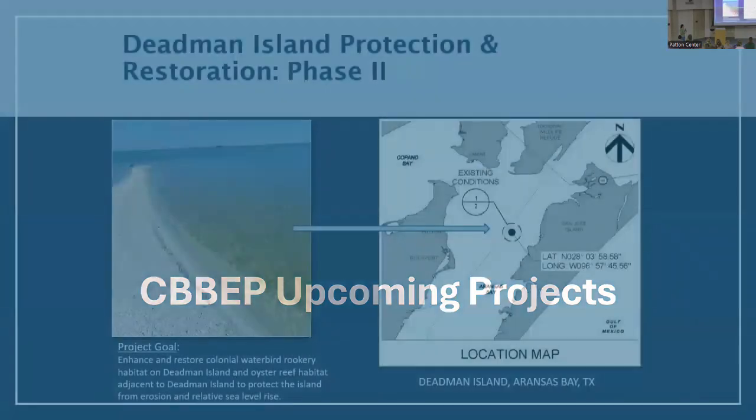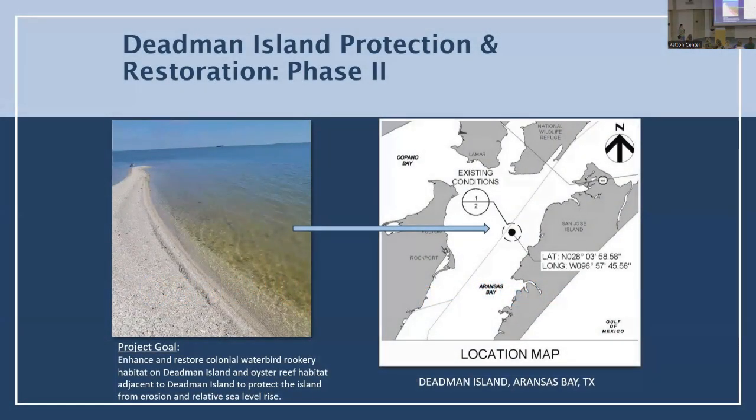So just a brief overview, Dead Man Island is the first one I'll be talking about. This is in Aransas Bay. The project goal is to enhance and restore the colonial waterbird habitat on Dead Man Island and the oyster reef habitat adjacent to the island, to protect the island from erosion and relative sea level rise.